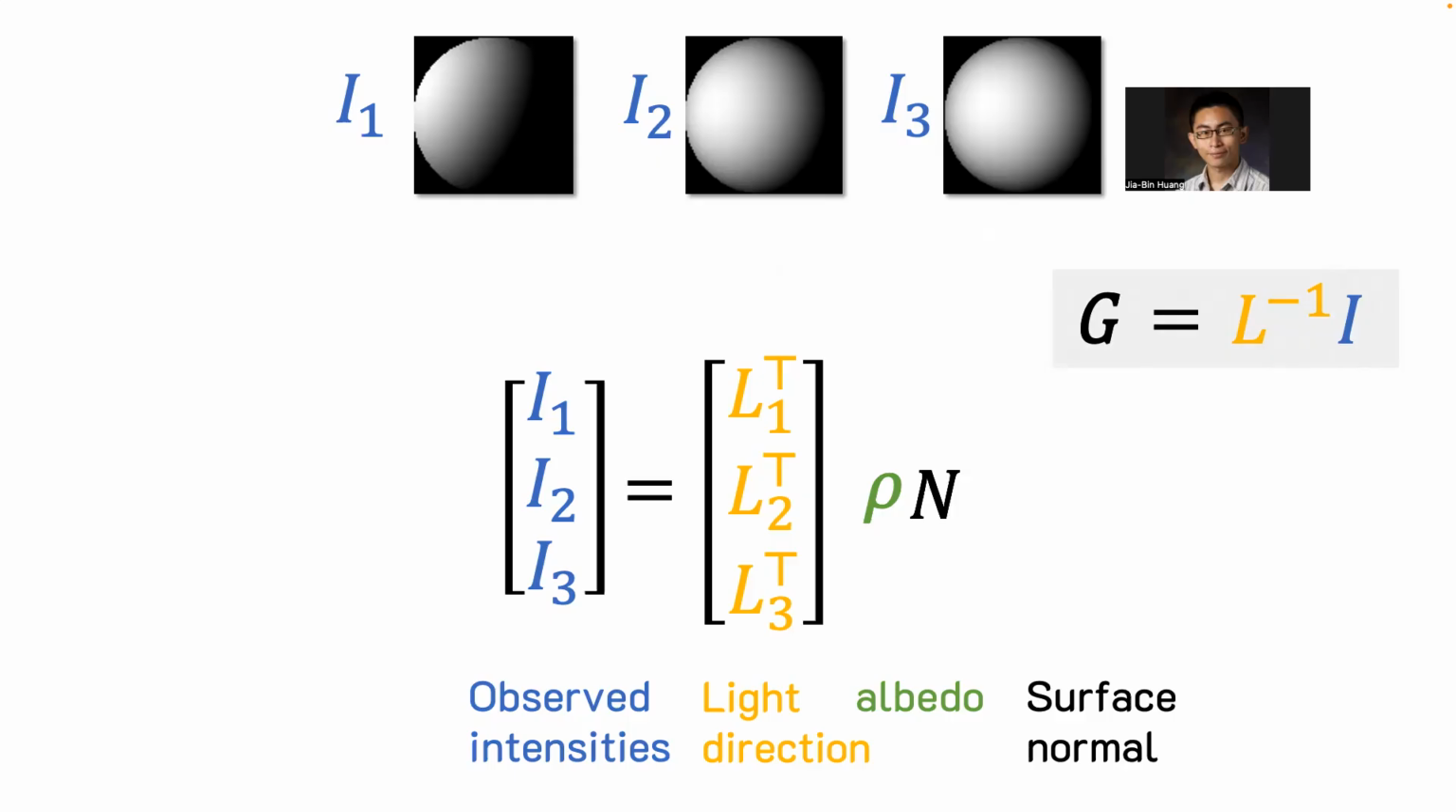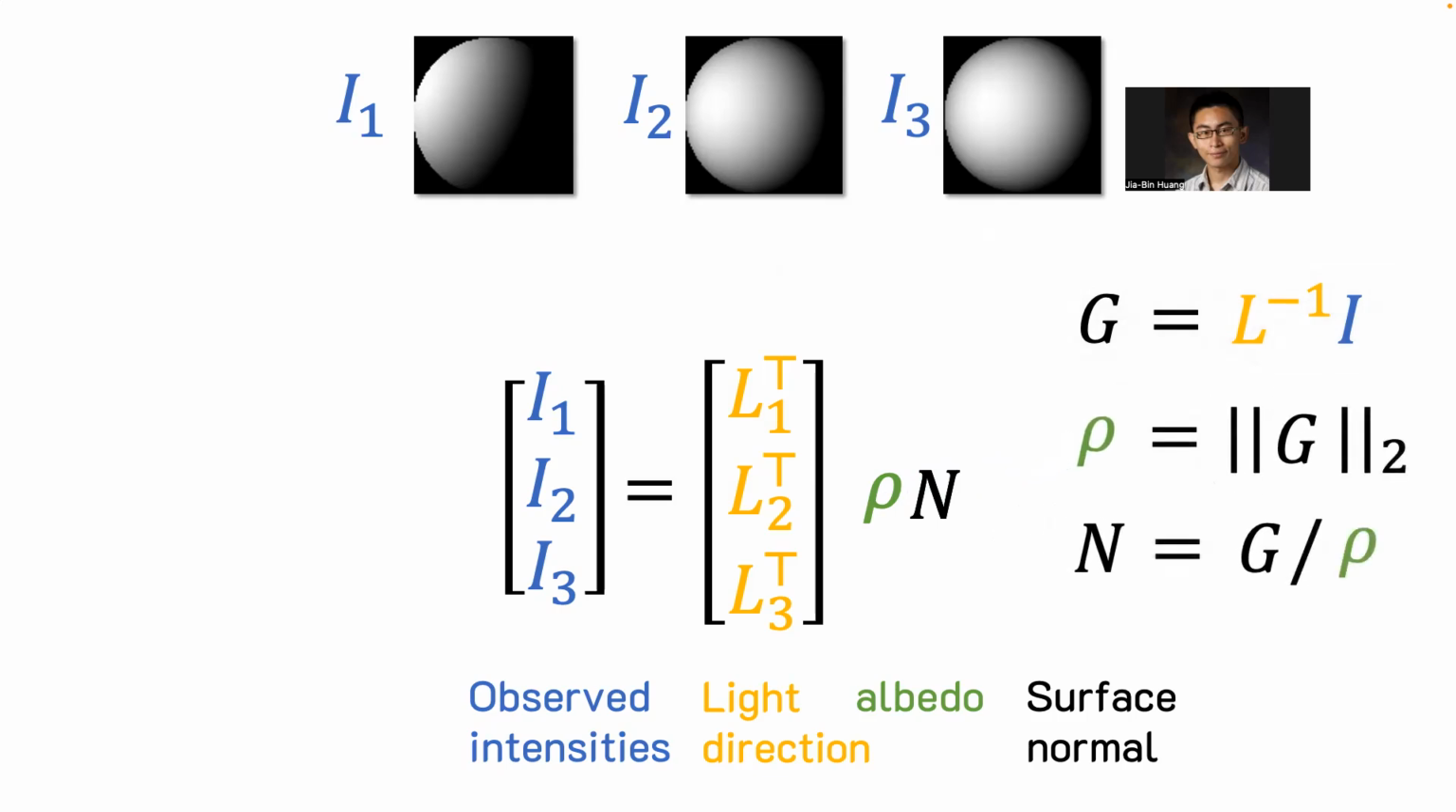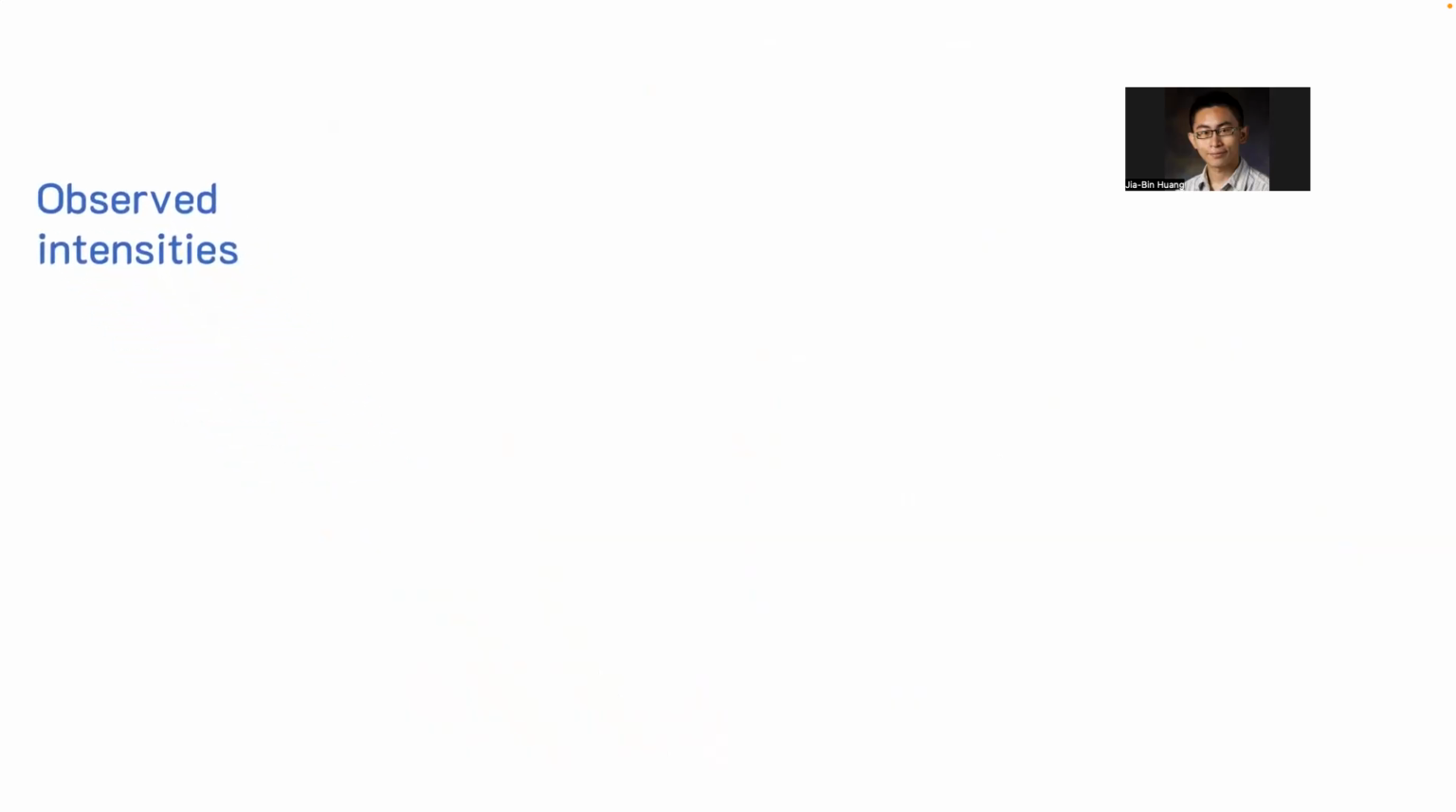Does the surface normal have to be a unit vector so you can make sure you take out whatever the magnitude is? Yes, exactly. So you know G, and because they are unit vectors, the albedo is just the magnitude of G. Okay, and you can get the surface normal by taking G and dividing by the albedo, and that's your surface normal. Okay.